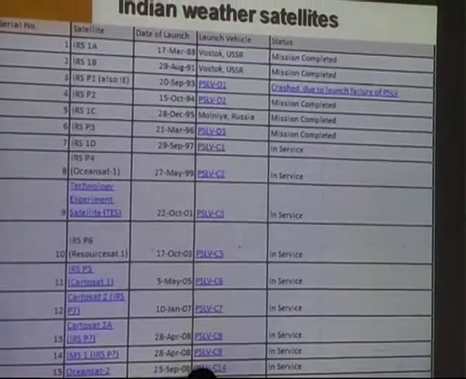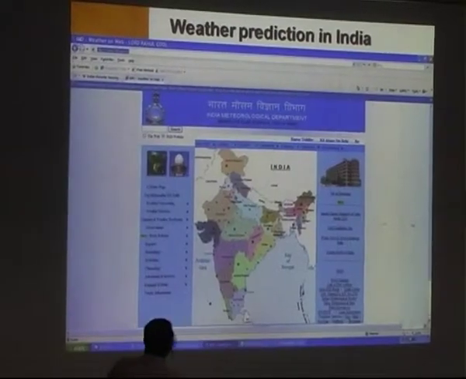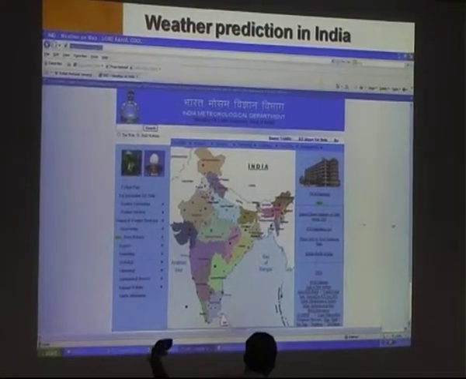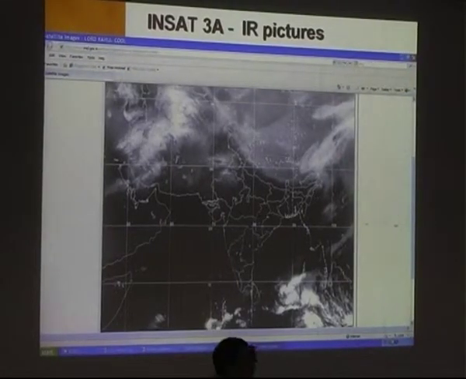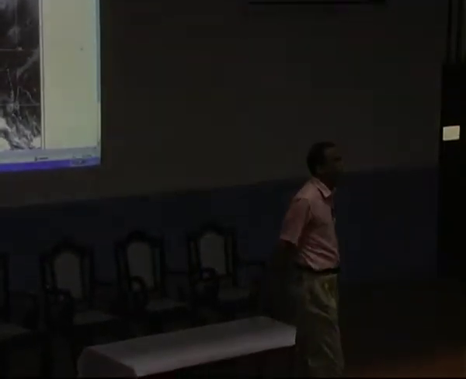So these are the Indian weather satellites which have been launched. This is the website of the India Meteorological Department. You can go and see that a lot of improvements are taking place. This is a typical picture. Professor Krishnamurthy already talked to you about this. You have a visible image, an infrared image, a microwave image, and so on.